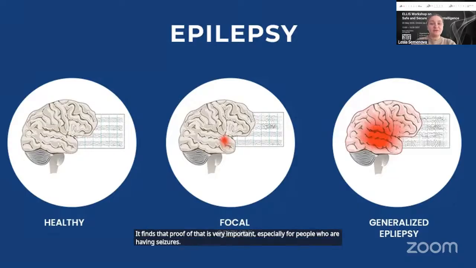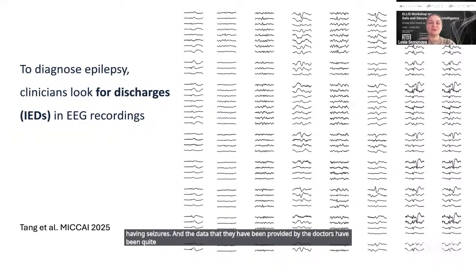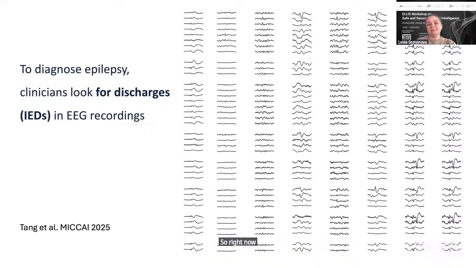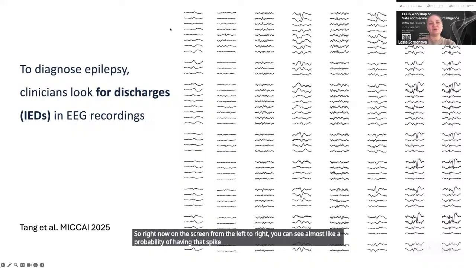And the data that we have been provided by the doctors has been quite interesting. They had one-dimensional recordings with the goal of doing final classification alongside the probability of having that spike. Right now on the screen, from left to right, you can see almost like a probability of having that spike, where the leftmost are the ones that most likely don't have any spikes, and the rightmost are the ones that are having spikes.